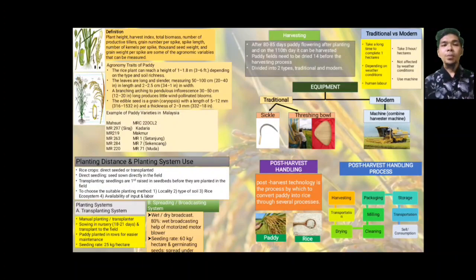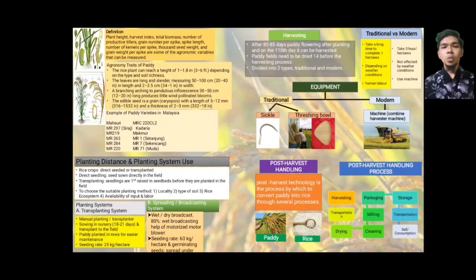Post-harvest handling process. First, harvesting. Paddy takes 110 days after planting. Next is transportation. It should be sent to the factory within 24 hours to maintain quality. Next is drying, to reduce the moisture content of the rice from 17.6% to 11%. The temperature is 37.3 Celsius in order to prevent it from being damaged quickly.